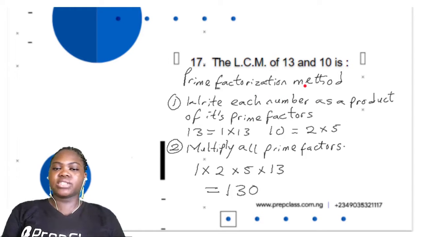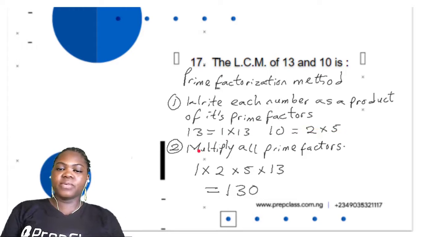So this involves just 2 steps. The first step is that we write each number as a product of its prime factors. So the first number is 13. 13 is 1 multiplied by 13. These are the 2 prime factors that can be multiplied together to get 13. Then 10 is 2 multiplied by 5. When we multiply 2 by 5, we have 10 as the answer. So the prime factors of 13 are 1 times 13, while the prime factors of 10 are 2 and 5.